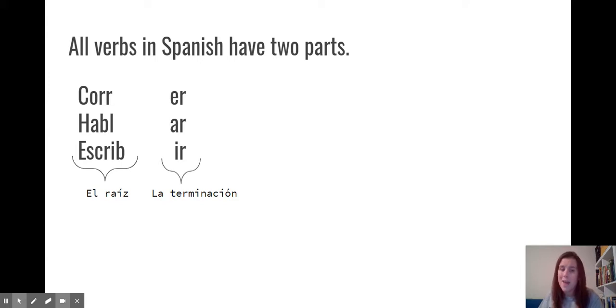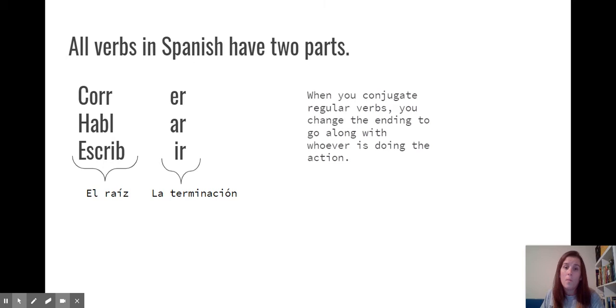Normally, when we conjugate verbs in Spanish, we don't worry about el raíz. We kind of leave it alone. When we conjugate regular verbs, we change the ending, la terminación, to go along with whoever is doing the action. So instead of saying yo hablar, we might say yo hablo, tú hablas, él habla, nosotros hablamos, vosotros habláis, or ellos hablan. And that's true of all regular verbs. We're going to conjugate them according to what the ending tells us it should be.